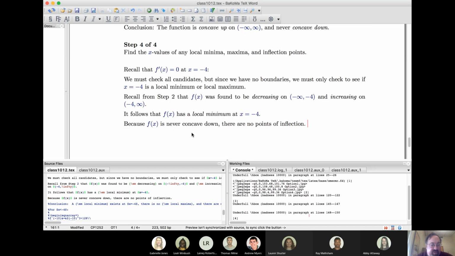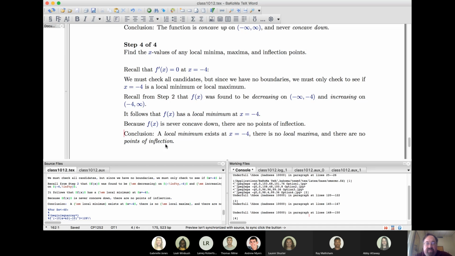So to summarize, this is what we have. We have a local minimum. So Hawks has answer boxes for minimum, maximum, inflection points. So for these last two, local max and inflection point, you just click none, and then you would enter minus 4 as the value in the answer box for local minimum.